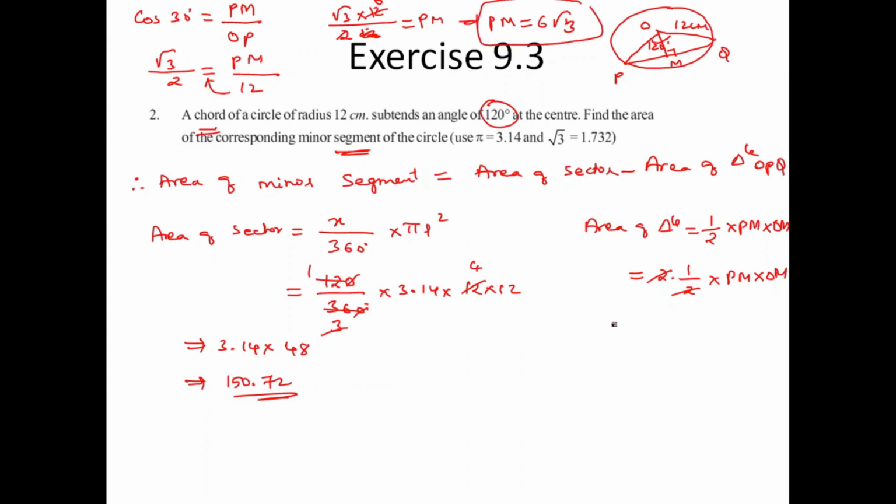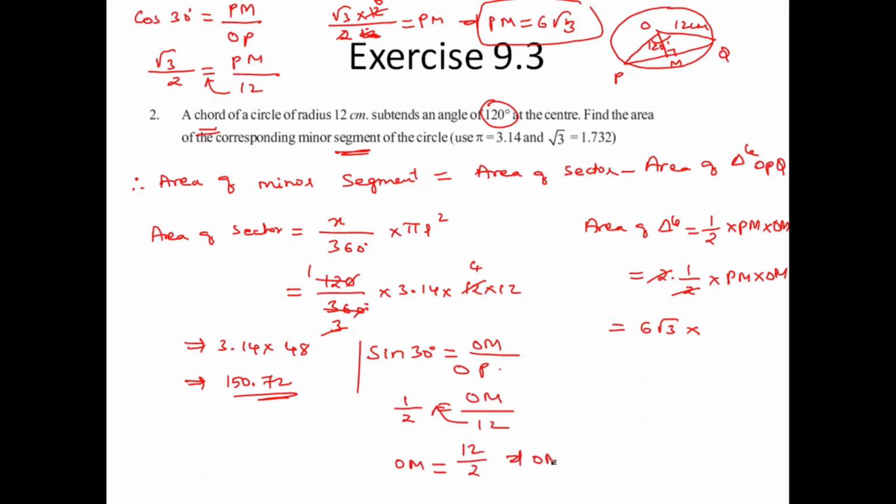Okay, so let me substitute here the value of AM, 6 root 3, into OM. I need to remove the OM value here. So for the value of OM I will be using sine 30 degrees is equal to OM by OP, as you all know. So the value of sine 30 is equal to half, equal to OM by 12, right? Now I'm doing a cross multiplication. OM came out to be 12 by 2. So this implies that OM is equivalent to 6, right?